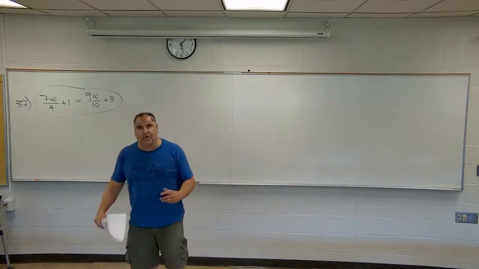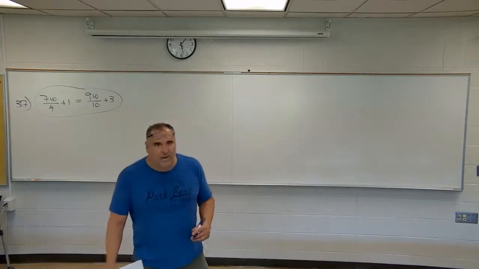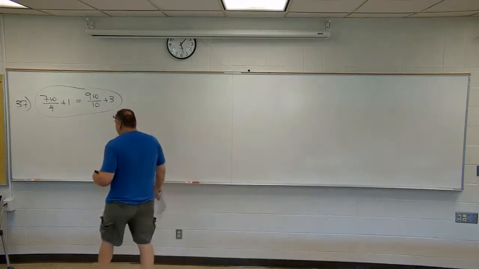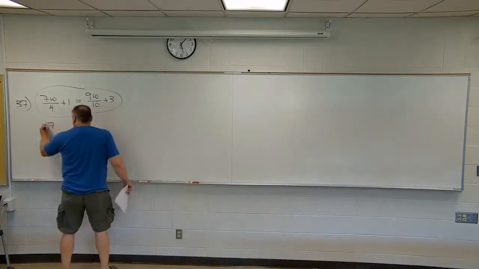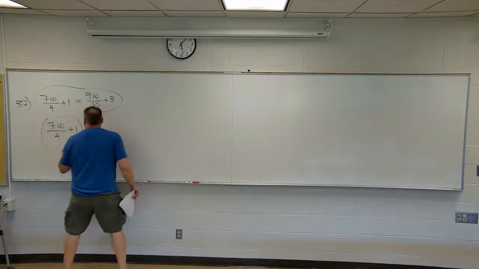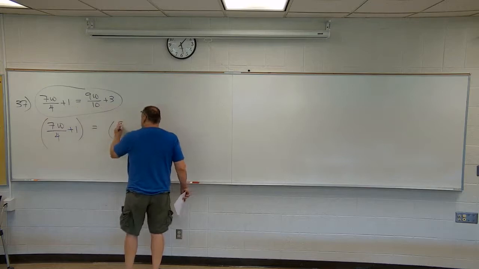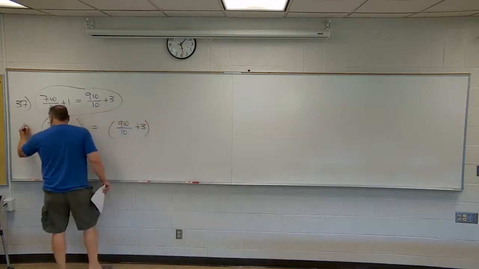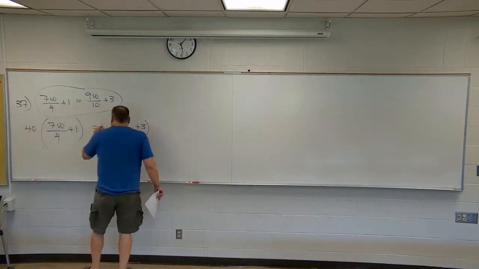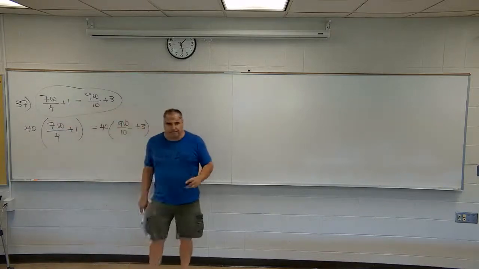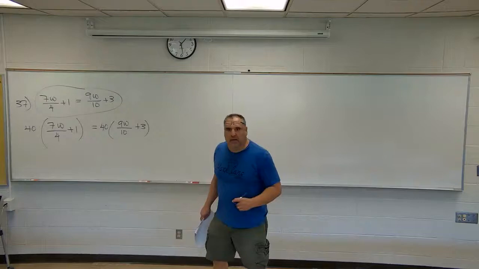For me, the easiest thing to do is get rid of all the stuff that's underneath, the 4 and the 10. One of the best ways to get rid of the 4 and the 10 is to multiply by 40 on each side. If two things are equal, they remain equal if you do the same thing on each side. I'll multiply by 40 on each side.